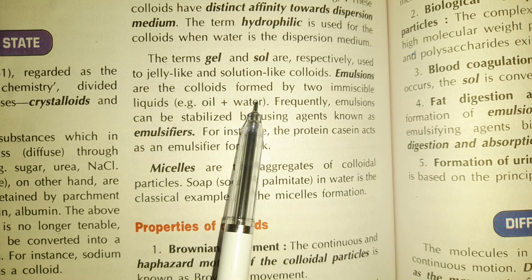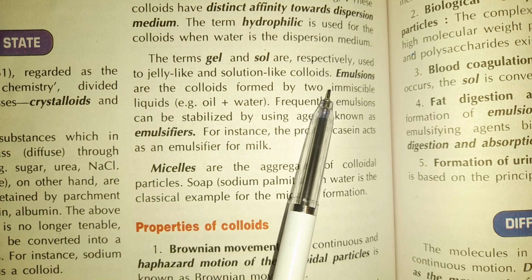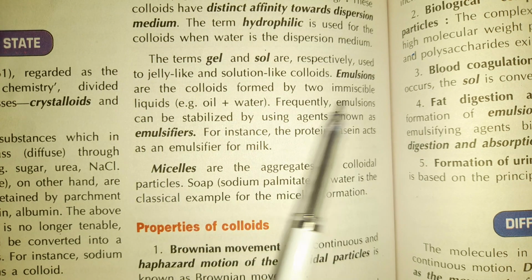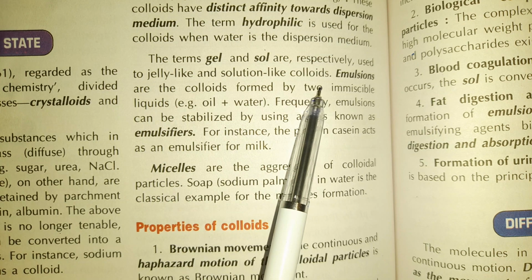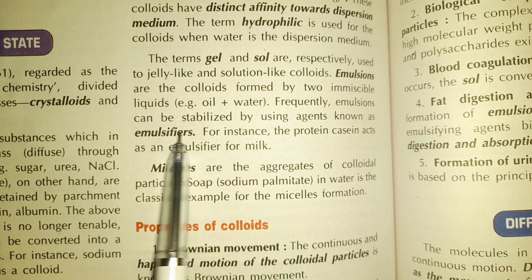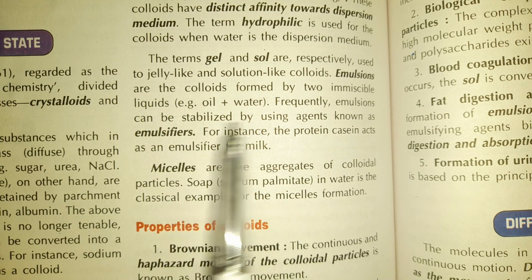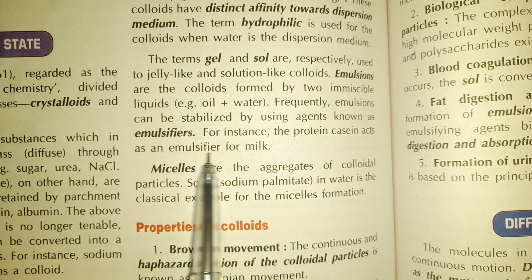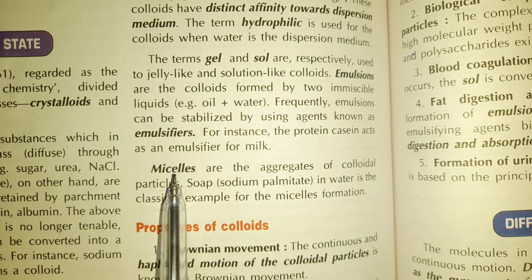That is why they are suspended with each other in the form of emulsions or in the form of colloidal solution. They can be stabilized by using substances known as emulsifiers. For example, there is a protein, casein, which is present in milk, and it is an emulsifier. Now we have micelles.